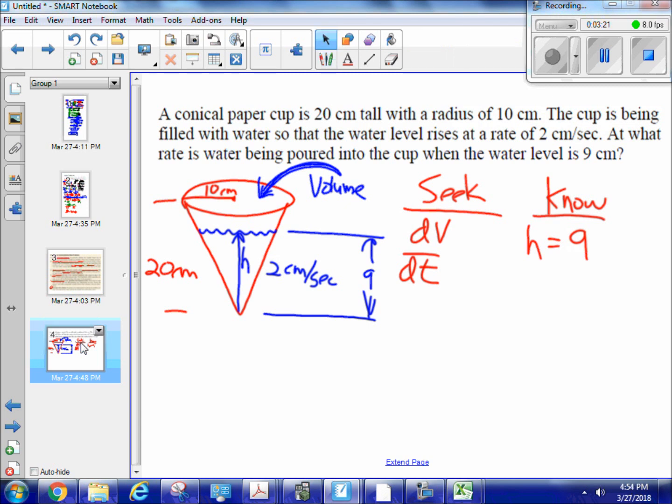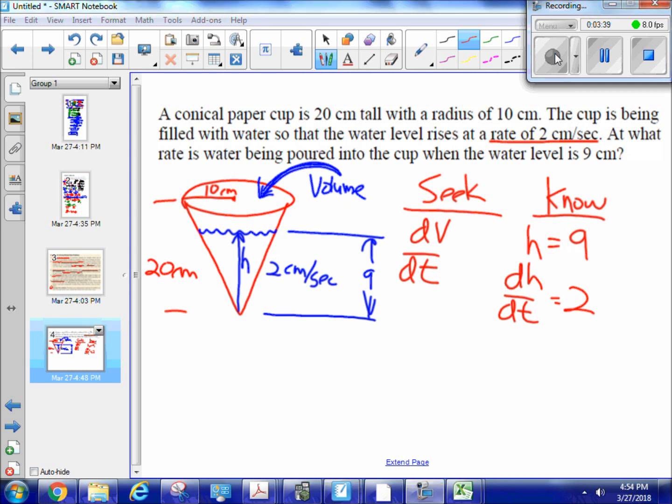And what else do I know? Well, I know that dh/dt is equal to 2, because they gave me that information right here, that the water level is rising at a rate of 2 centimeters per second. At this point, I think that's all that I know. So I'm going to see if I can figure out a formula here.